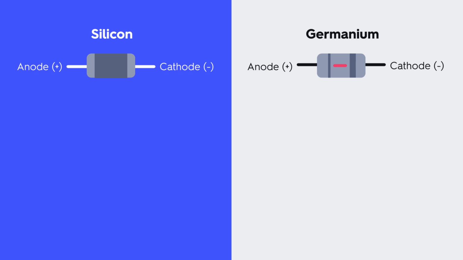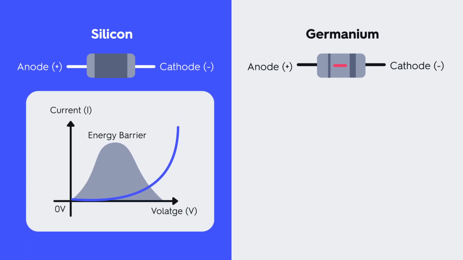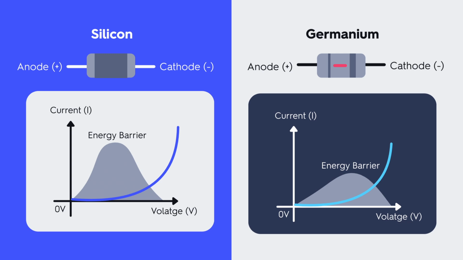Now, here is a useful comparison. Different materials have different effective barrier sizes. A silicon diode typically needs a higher forward voltage than a germanium diode to conduct strongly. The core story is the same, but the steep rise happens at a different point.